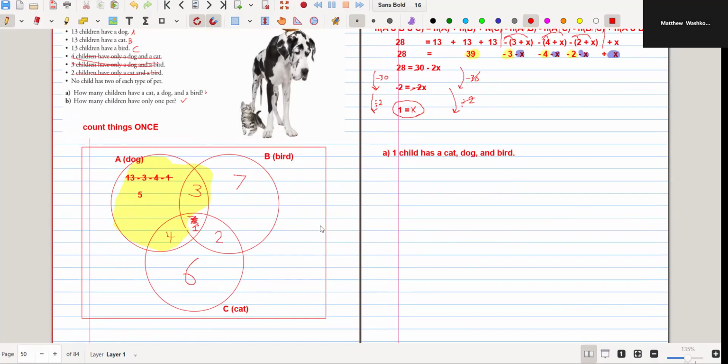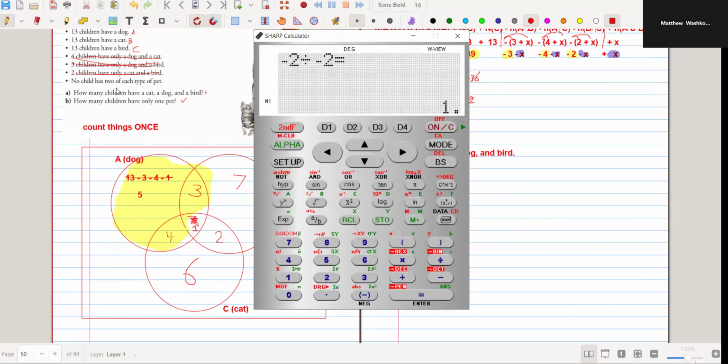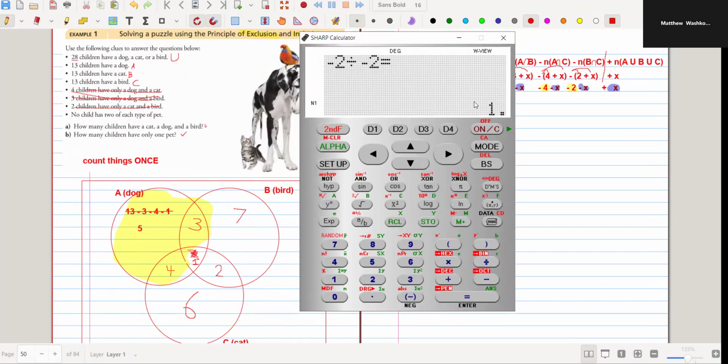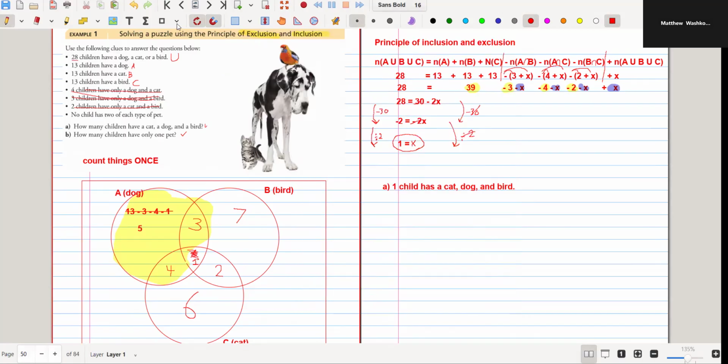So let's quickly check this to make sure, right? Because if I'm right, it should all add up to 28, because it's 28 kids. So 5 plus 3 plus 7, plus 4 plus 1 plus 2 plus 6. Ding, ding, ding. Checks out. 28. Okay.